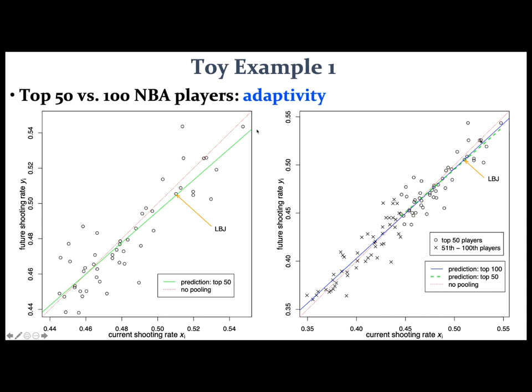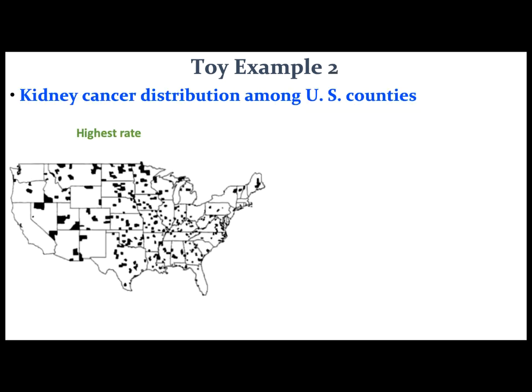With those top 100 players, I make another prediction, which is this blue line. The dashed green line is the same green line from the left-hand side, for the top 50 players. Yes, I get slightly different predictions, but the difference between the two is pretty negligible. So even though I changed my data from 50 players to 100 players, the prediction is roughly the same. Maybe that's a nice property we can leverage later on. So that's the first toy example.